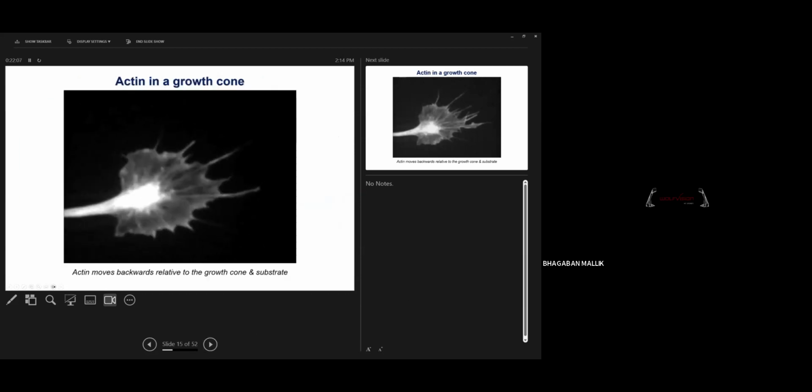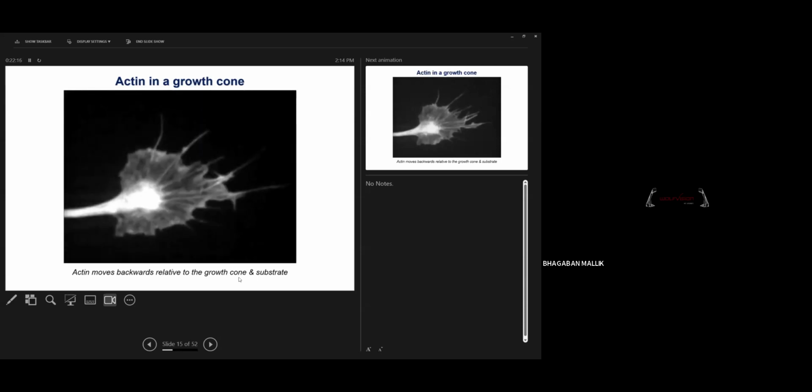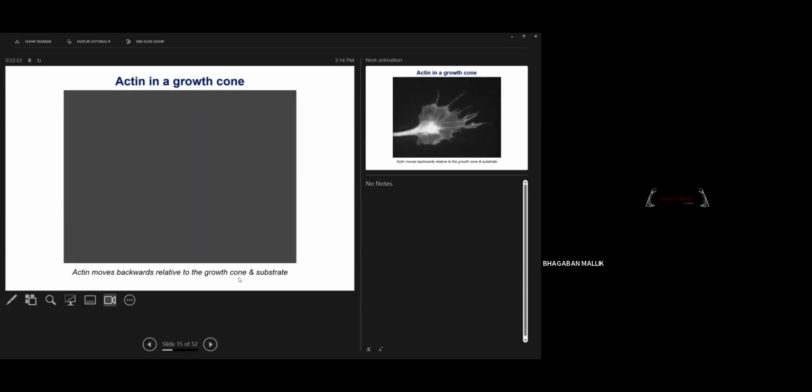You can see that this is growing, again coming back. This coming back is the retrograde flow of the actin. So if I play it again, you will be able to see. The tip is growing, but it is also retracting. Retracting means the actin is coming back, forming the actin clutch. Okay, so that's why you have growth, and also you are seeing such type of movement.